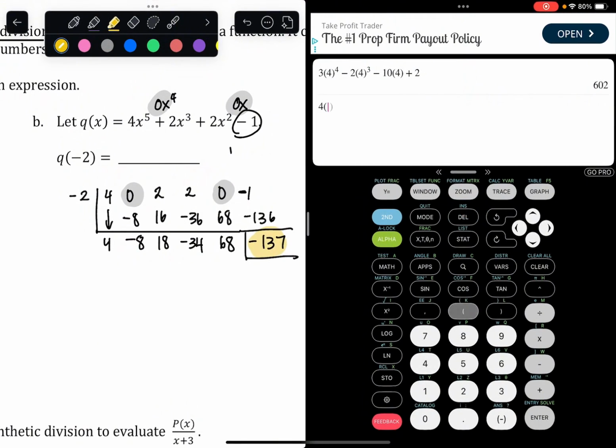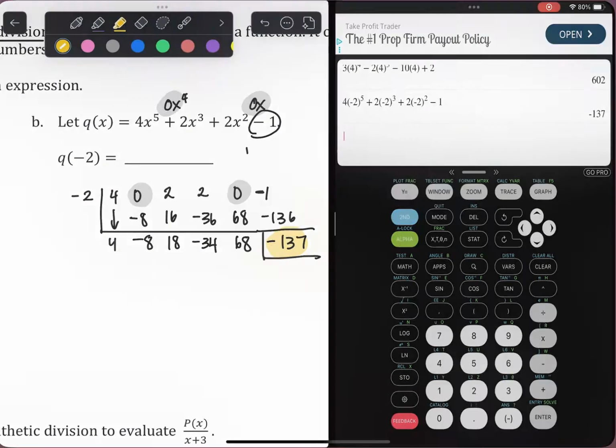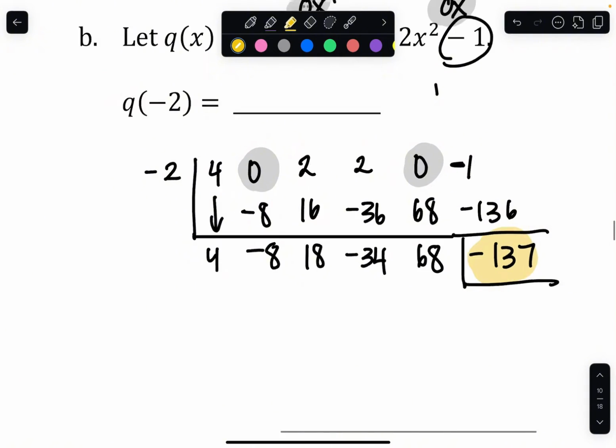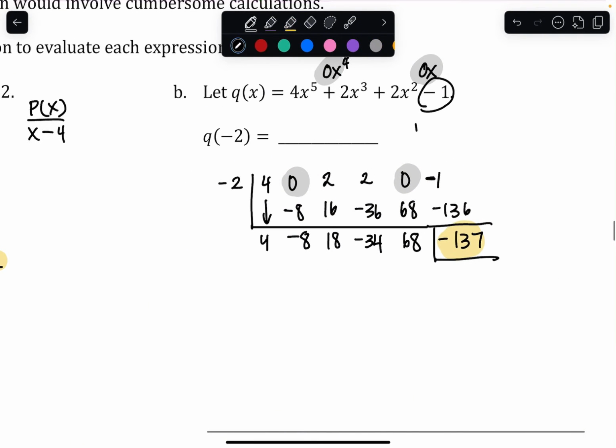Okay, and then if we check this in a calculator, we're plugging in the negative 2, so 4 times negative 2 raised to the 5th plus 2 times negative 2 cubed plus 2 times negative 2 squared minus 1, negative 137. Okay, and so Q of negative 2 is negative 137.